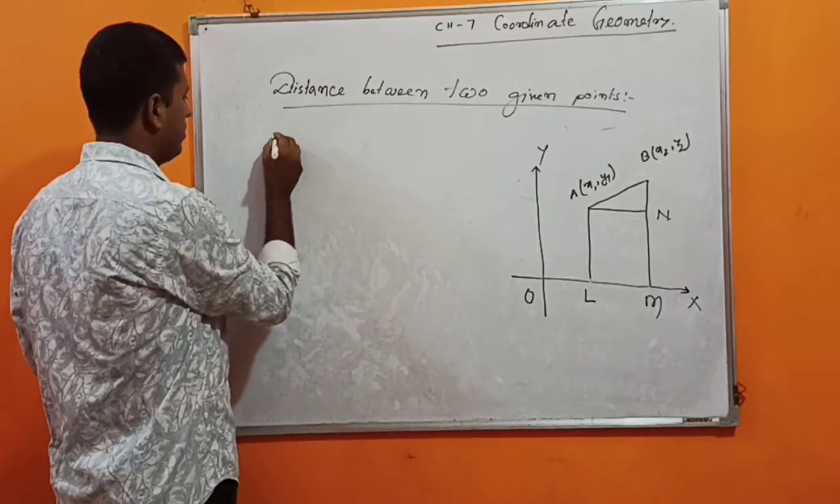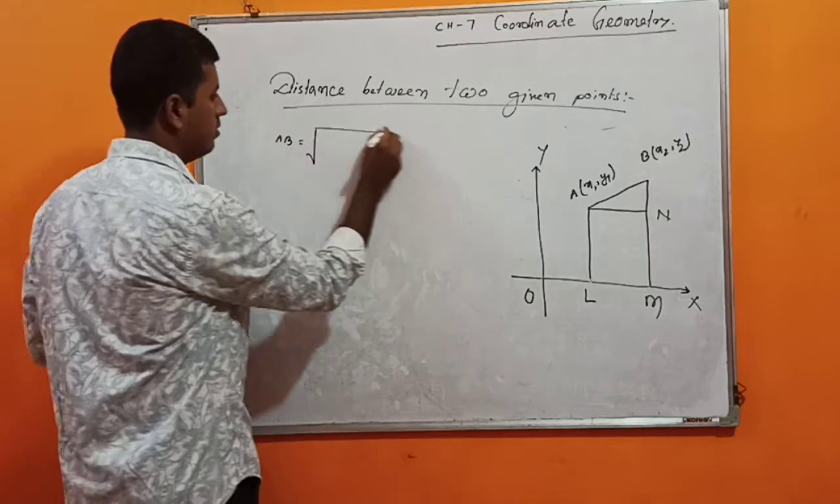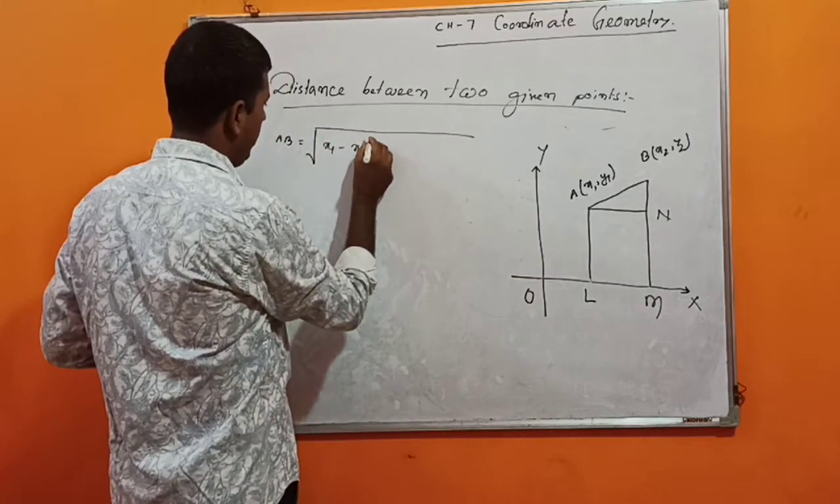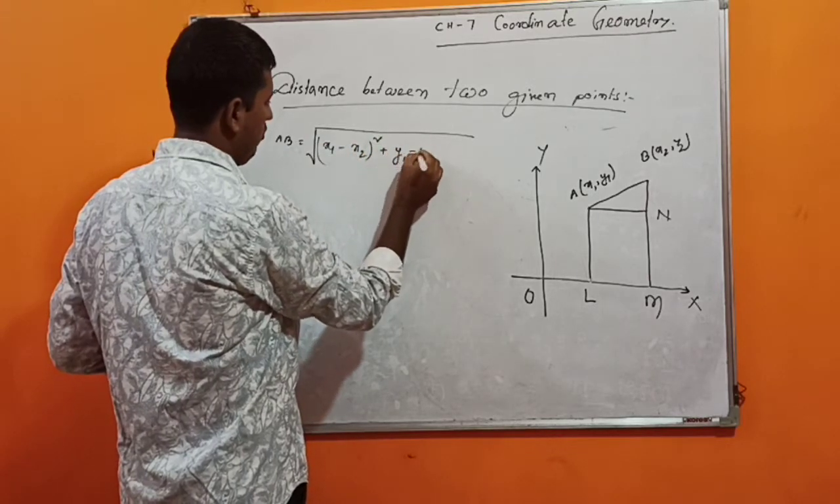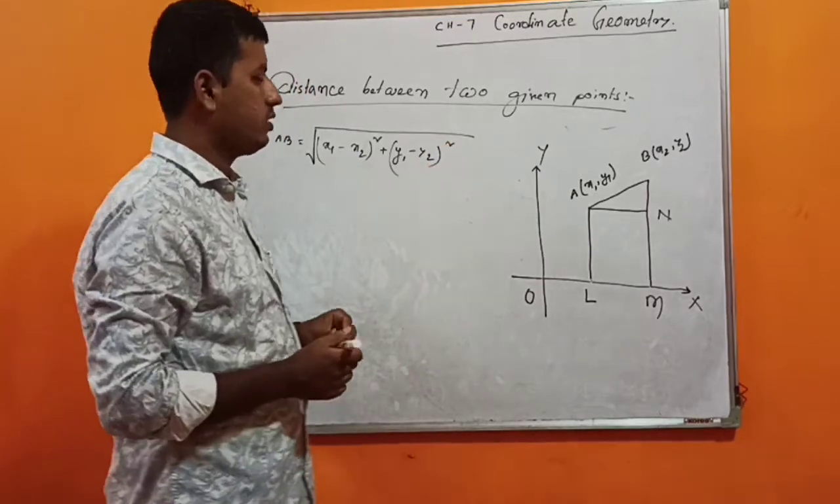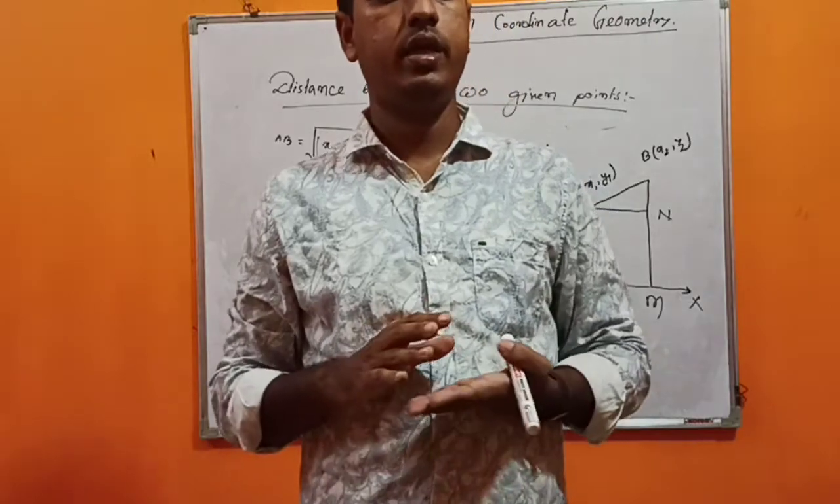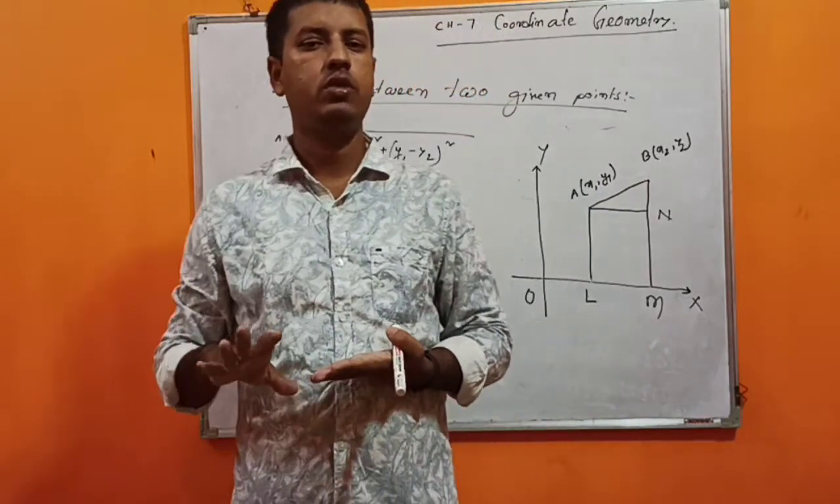So here if we write the distance, distance AB will be equal to root over x1 minus x2 whole square plus y1 minus y2 whole square. I am not going through the detailed explanation, as if you go through the book, it is clearly written in distance between the 2 points.